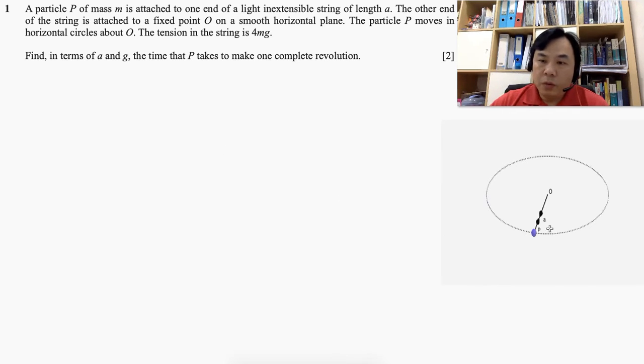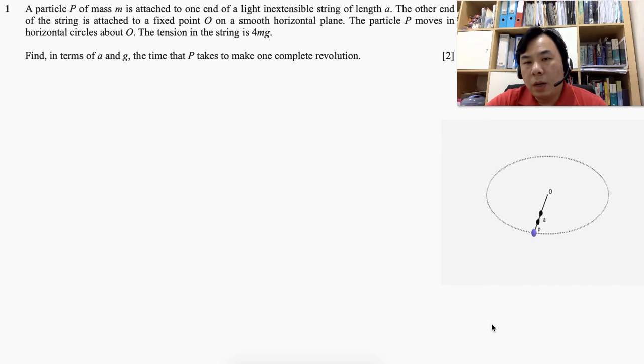So first of all, the particle is labeled as P. It's attached to an inextensible string, so its length is constant. The other end is attached to the fixed point O. The surface where the particle is revolving is smooth, so there is no frictional force to be taken into account here. And first of all, you have to recognize that this is circular motion.